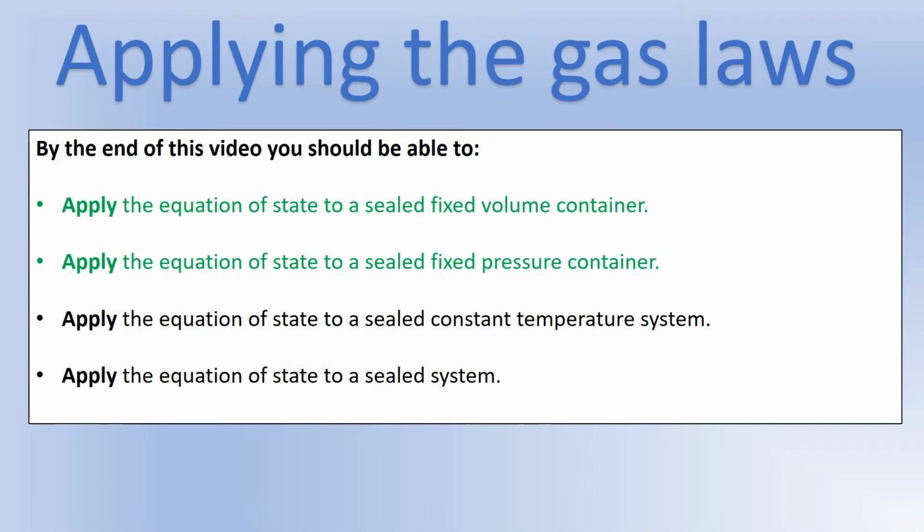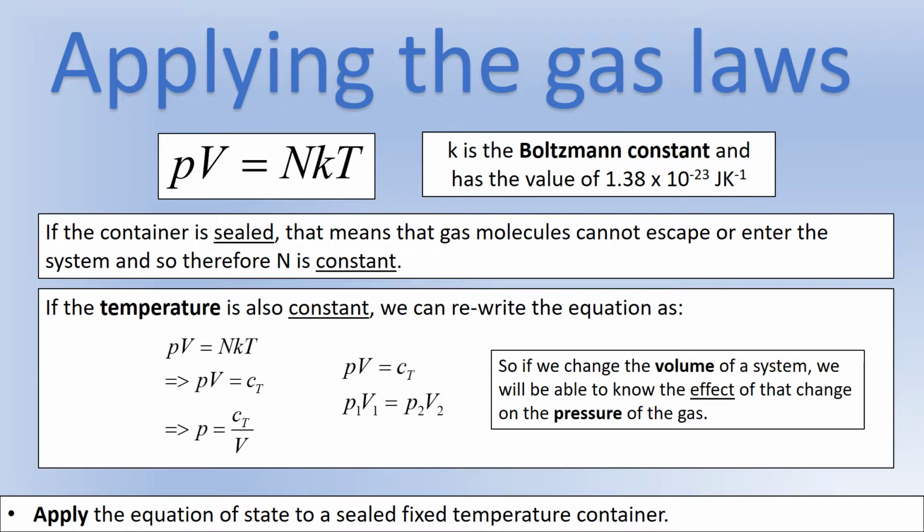So that's that scenario. Let's look at a sealed constant temperature system now. So if temperature is constant, what I'm going to do is turn the nRT all into one constant, and then make that constant the subject of the expression we had from the previous video, on the bottom left. I'm just going to make the constant the subject though, to give us our expression that we've got before.